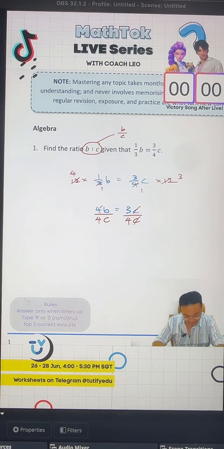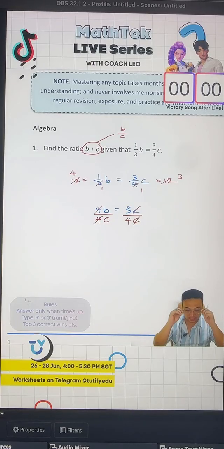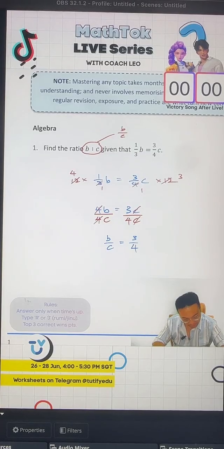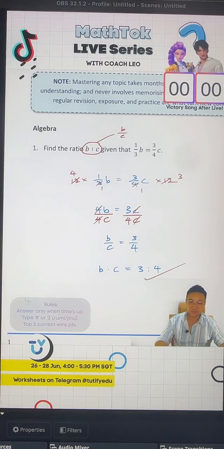Okay, divide by 4 on both sides. Students, you must make sure that when you do something on one side of the equal sign, you must also do the same thing on the other side. Okay? So once you divide by 4 on both sides, you will end up with b over c equals 3 over 4. So then you can have the ratio b is to c, 3 is to 4. There you go. Alright, students, if you have any questions, just feel free to type in the chat.